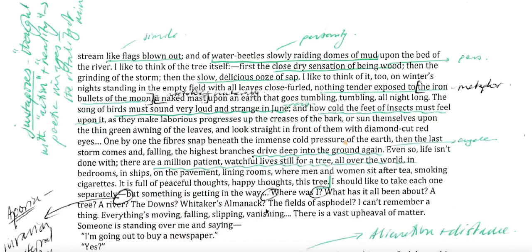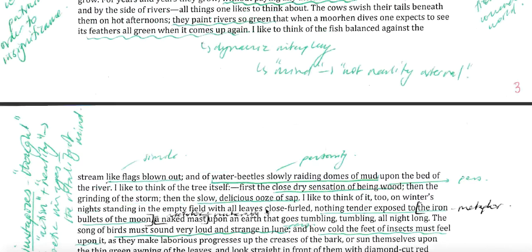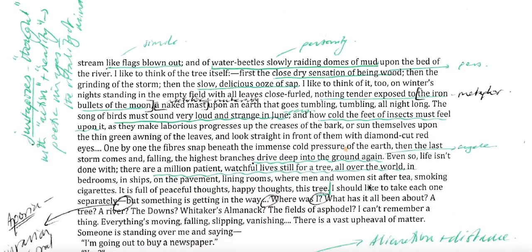Again, I think when we think of the fish balanced against the stream like flags blown out, the simile gives us an image actually of perhaps the death of patriotism, that nature and this world of imaginative freedom is the death of patriotism and the death of one of the most traumatic concepts of the external world.